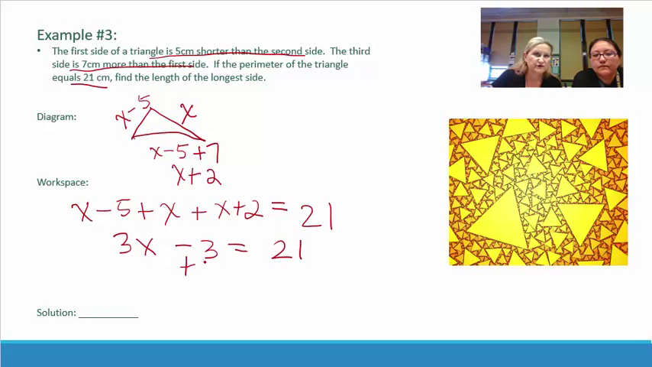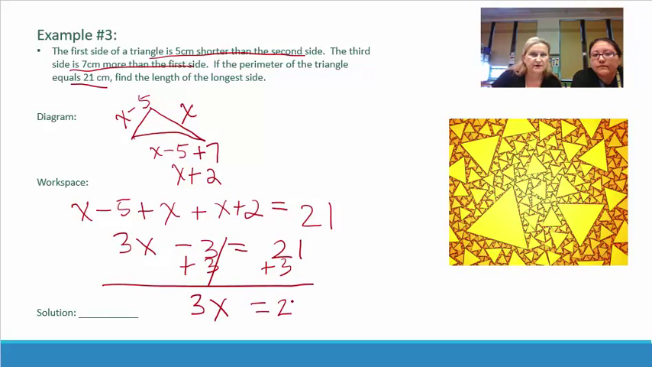Okay, so solving this equation, add 3 on both sides, and we end up with 3x is equal to positive 24, divided by 3, divided by 3. So x is equal to 8.